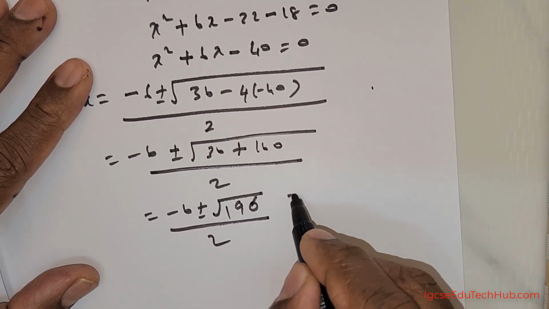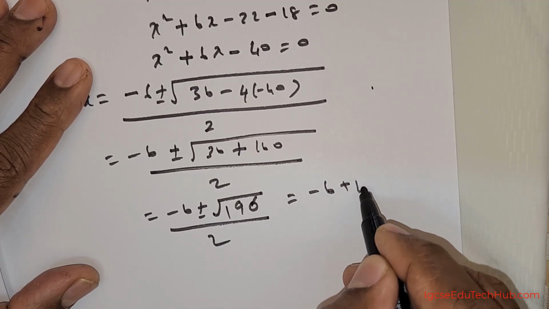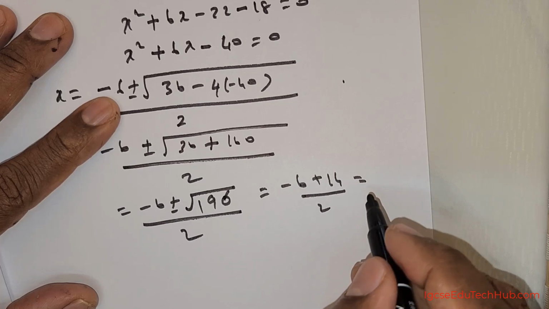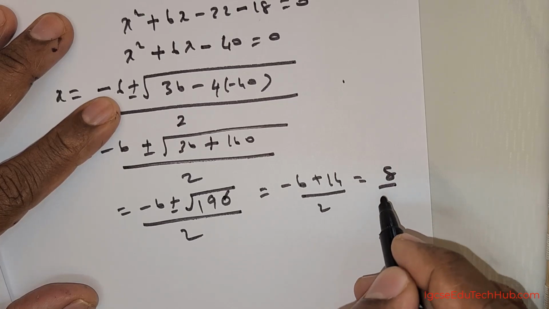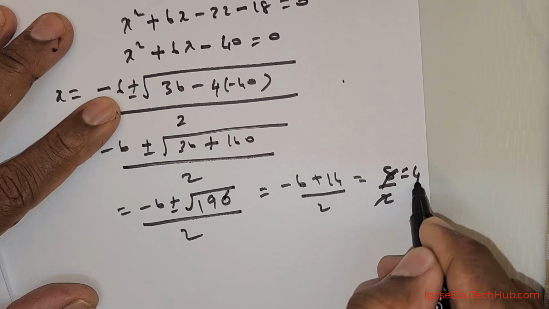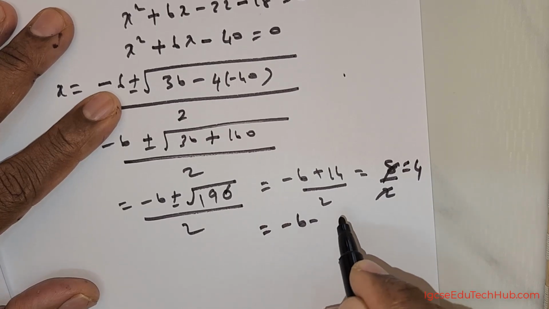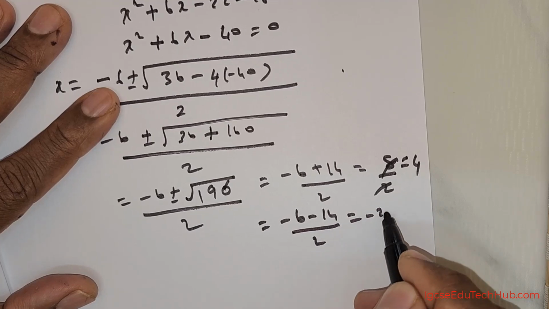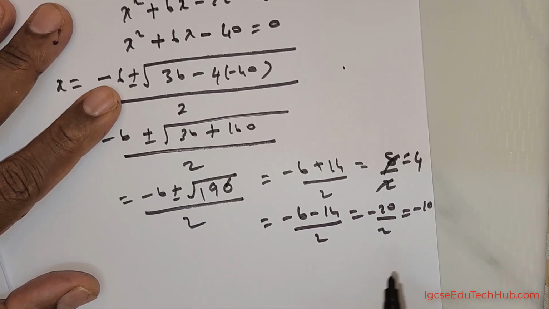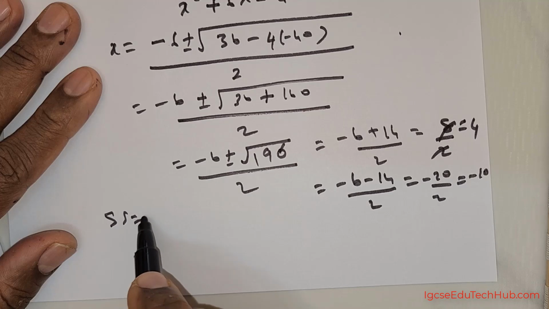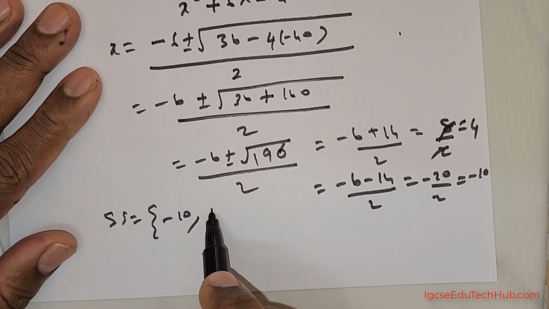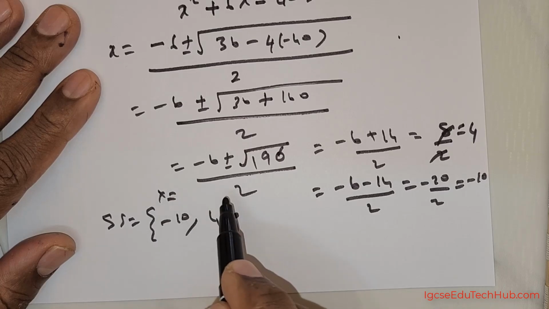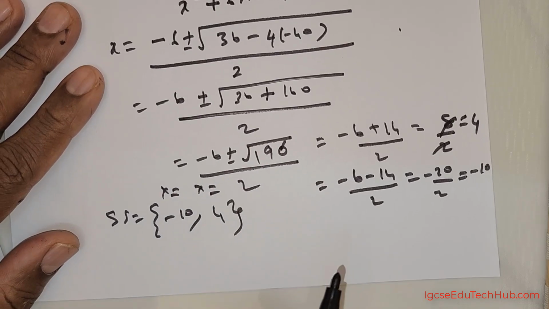Now √196 is going to give me plus 14 over 2, which is 8 over 2, which is going to be 4. Also you get −6 − 14 divided by 2, which is −20 divided by 2, equal to −10. So the solution is −10, 4. Both of them are x values.